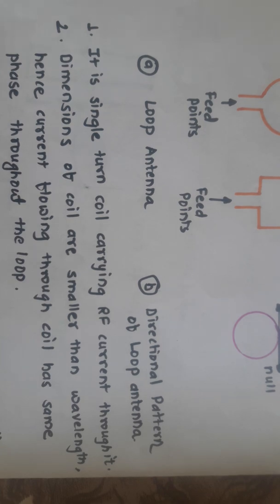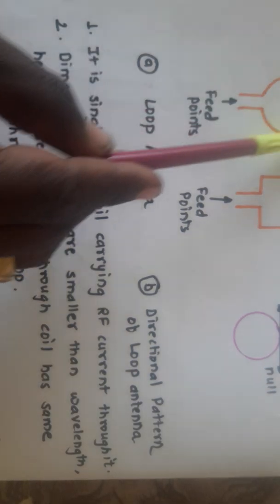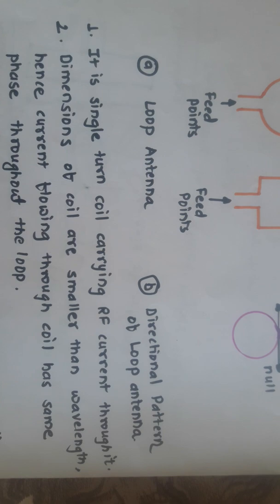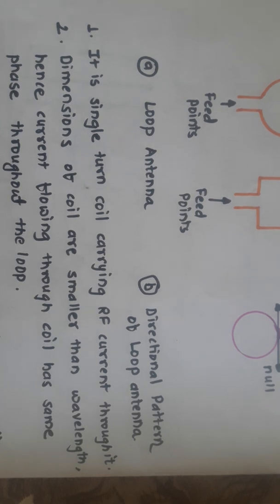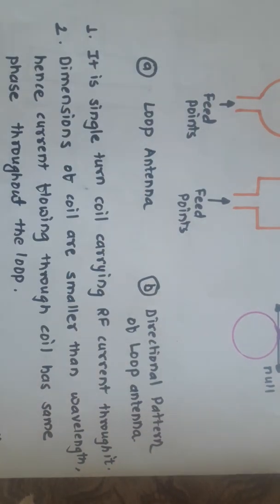Now, while talking about the descriptive part, it is a single turn coil carrying RF current through it. Single turn means there is a single turn, not multiple turns. Only one turn is there. In a multi-turn type of structure, there are n number of turns available, just like a spring-like structure. So n number of loops are there, more than one loop. But here we are observing a single loop. So it is a single turn coil carrying RF current through it.